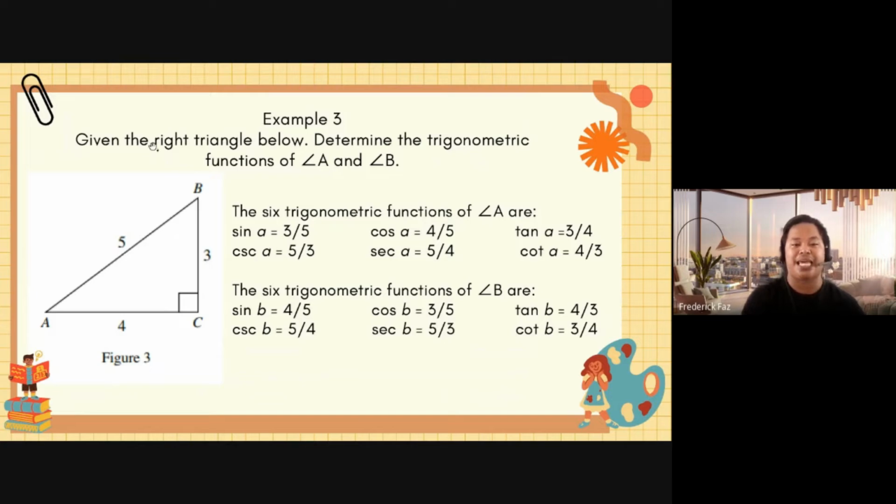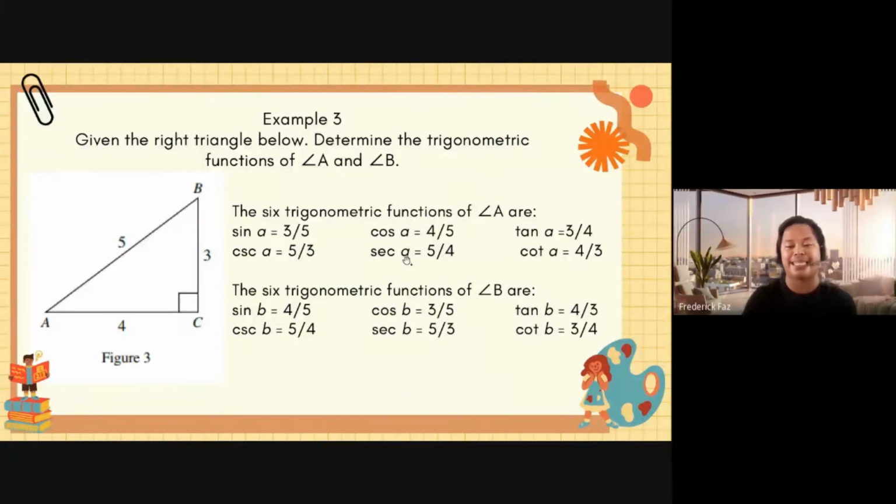We have example 3 here. Given the right triangle below, determine the trigonometric functions of angle A and angle B. So we have here acute angle A, acute angle B. So the six trigonometric functions with respect to angle A are: sine A, opposite of angle A is 3 and the hypotenuse is 5. And then since cosecant is the reciprocal of sine, we take the reciprocal of 3 over 5, and this is 5 over 3 po. For cosine, the adjacent side of angle A is 4 and the hypotenuse is 5.